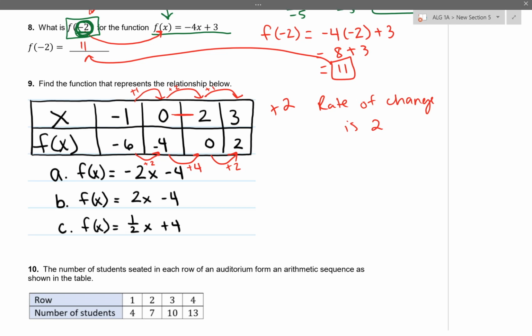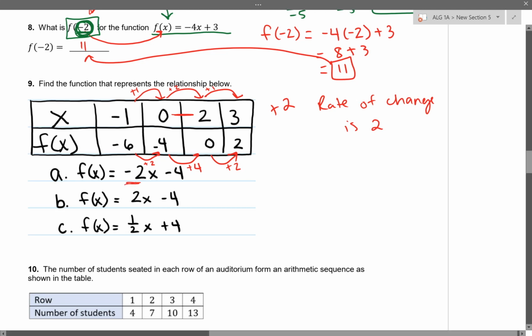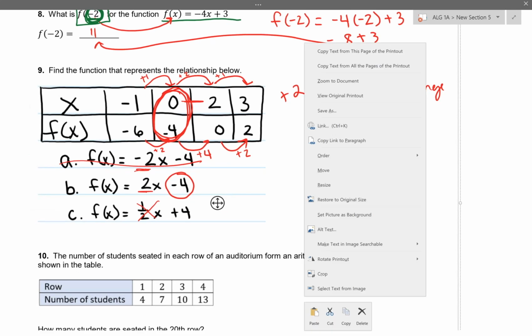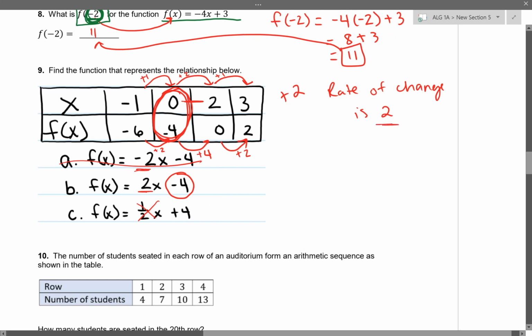So is it negative 2? No. Is it positive 2? Yeah. Is it 1/2? No. Another thing to look for is where x is 0. X is 0 right here. So because x is 0 right here, this answer is negative 4. Look at this. Negative 4 is right here. So 2 is my rate of change, and negative 4 is my value when x is 0.